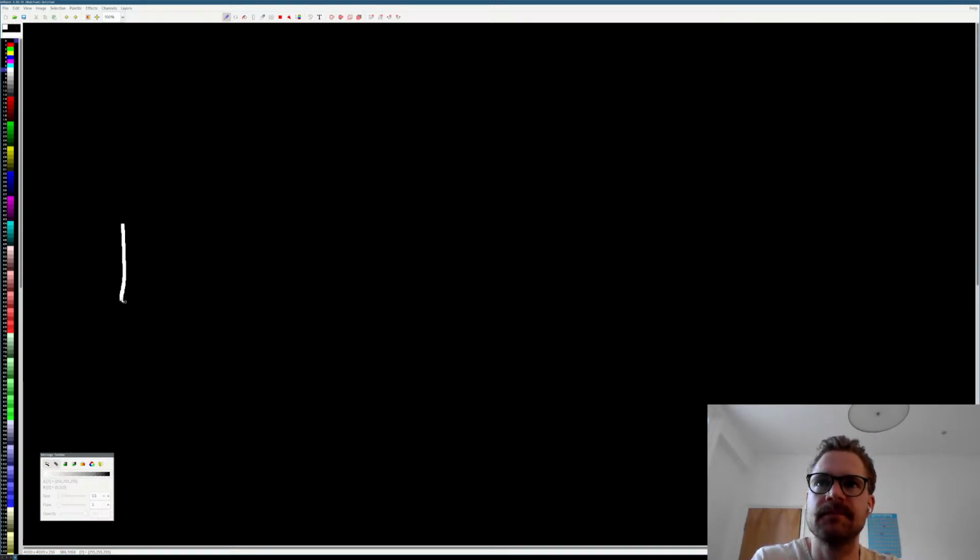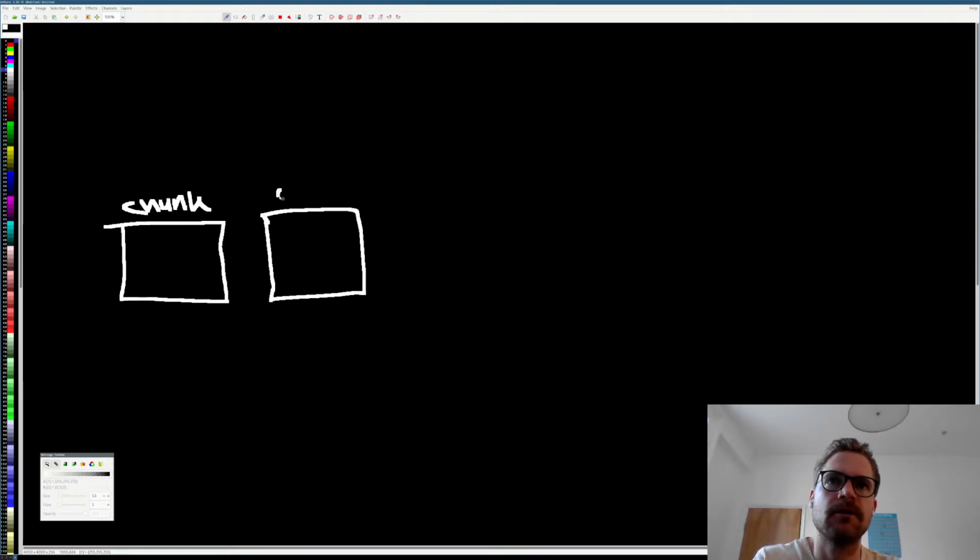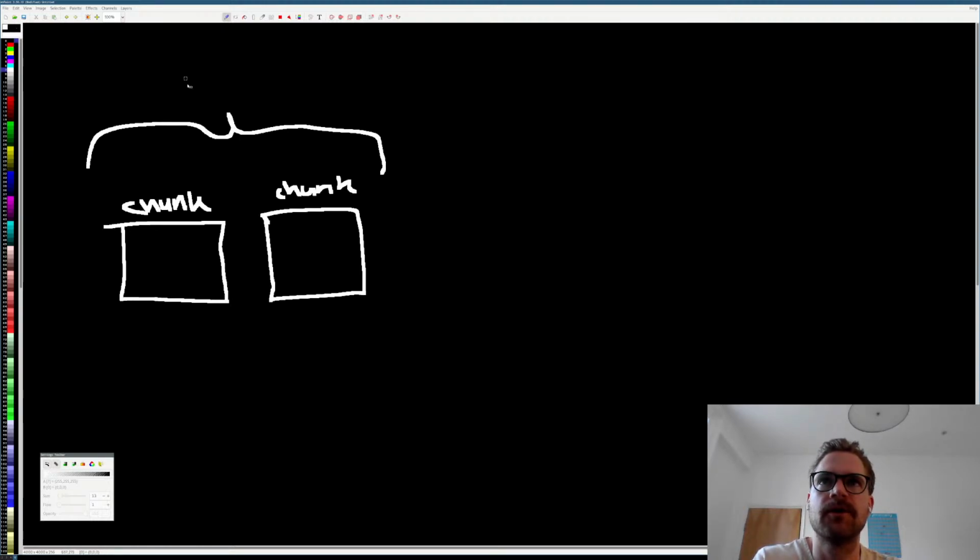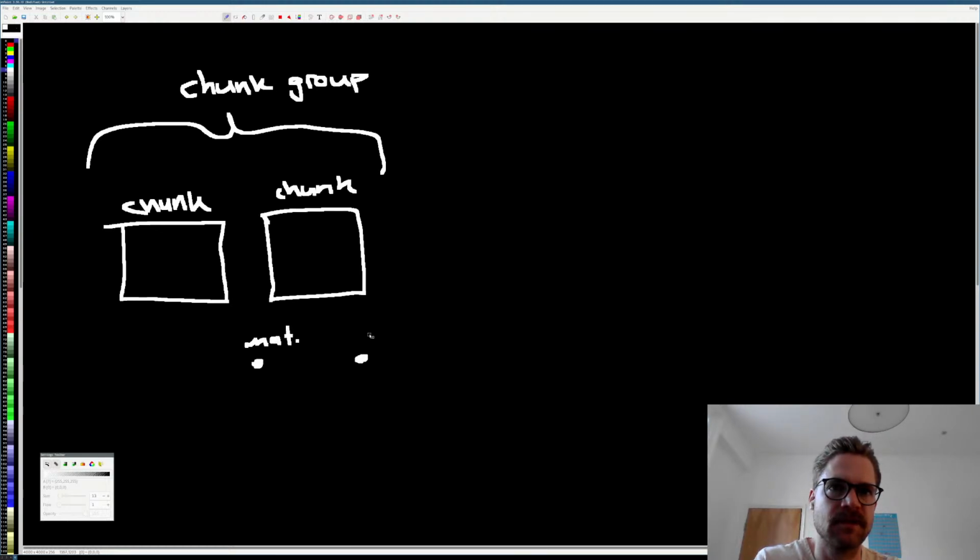All right. So we have chunk and chunk. And then we have chunk groups, or a chunk group. And then within the chunks, there are materials, which are like points in space. Material.